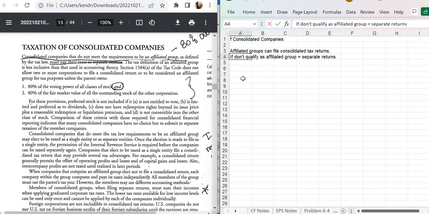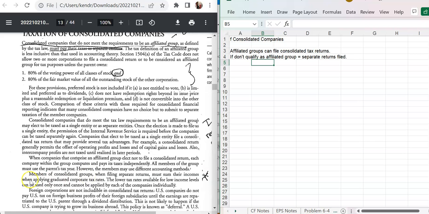Separate returns filed. I want to tell you a little something about that before we go on. If you come down here where this asterisk is, members of the consolidated group, when filing separate returns, must sum their incomes when applying graduated corporate tax rates. So even though they're filing separate returns, they have to add up all their incomes to figure out what tax rate they're in. The lower tax rates available for low income levels can be used only once and cannot be applied to each of the companies individually. All right. So you need to watch out for that. That makes a little bit of a difference.